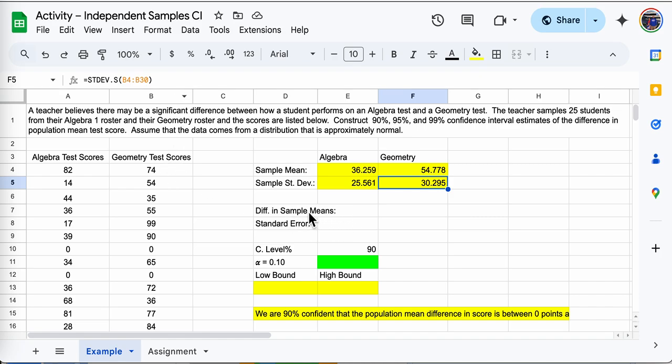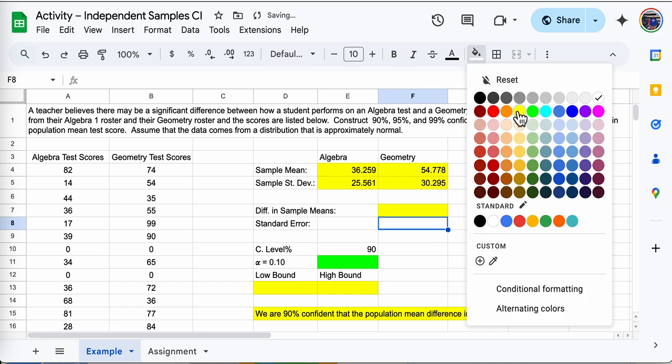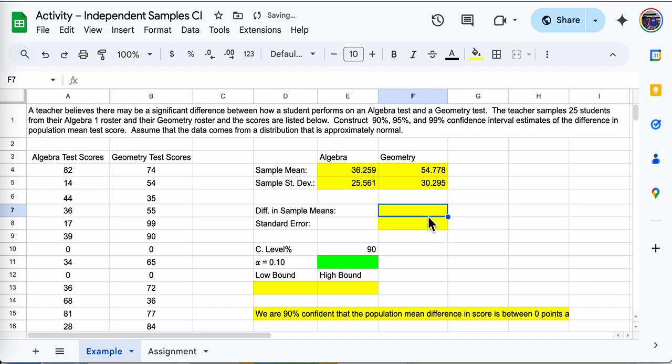All right, difference in sample means. Apologies, I meant to highlight this as a place to report your answer. Right, so equals E4 minus F4. Now the standard error is a little bit of a different story. Right, this is kind of an ugly formula.